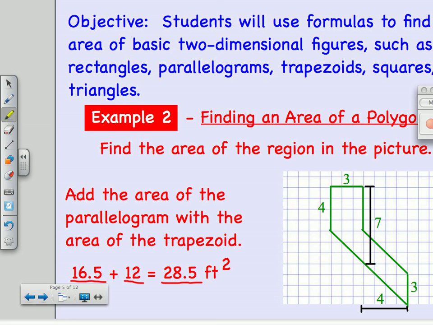All right? So those are our two different shapes. So sometimes you have to draw, like I said, dividing lines, okay, to make two different shapes and then figure out the area, sorry, of each shape. And then add the two together.